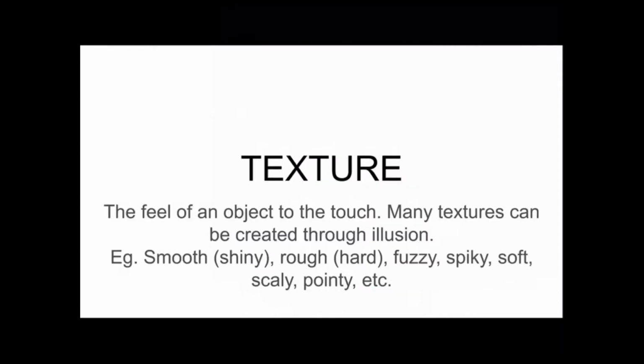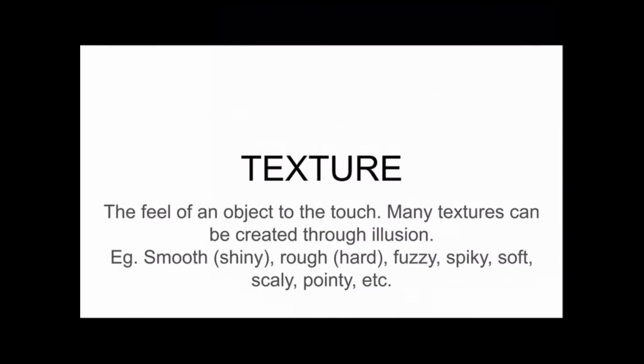All right, so now we have the second to last one. Number 6 is texture. Sorry, I should have numbered these, but this is texture. It's the feel of an object to the touch. Many textures can be created through illusion, the same as form. When you're trying to depict a shape to make it look three-dimensional, you have to use value to create that illusion. Texture is the same thing. You have to create an illusion to make your drawings look like a certain texture.